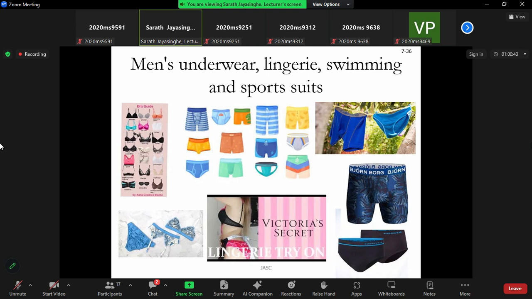Then what do we mean by niches, market niches under this garment sector? Can you identify some niche market? Okay, I will help you.